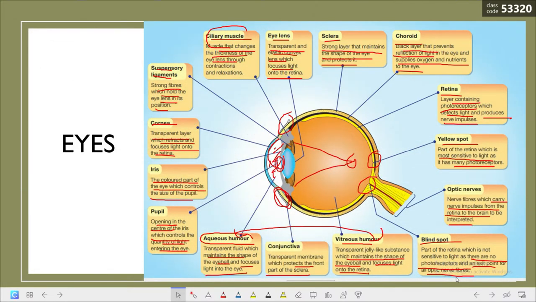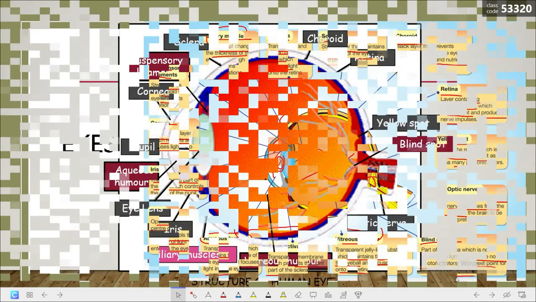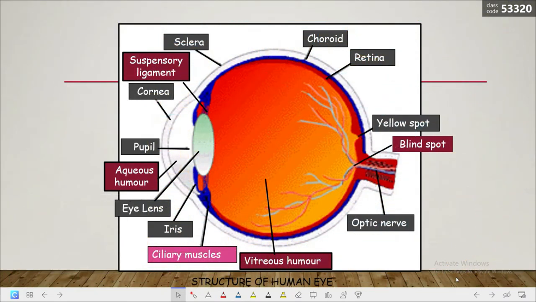All right. So before this, we already saw the parts of the eye, and also the function for each part. Let's just do a quick revision. So this is the part of the eye. You need to remember the structure and also the function for each part.